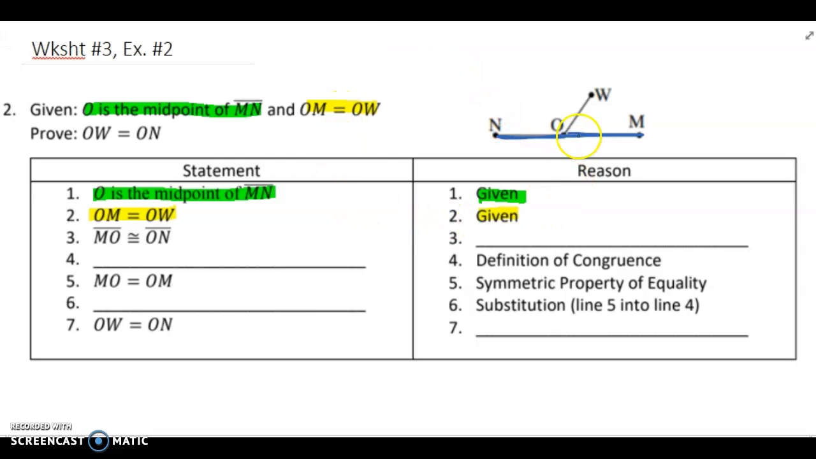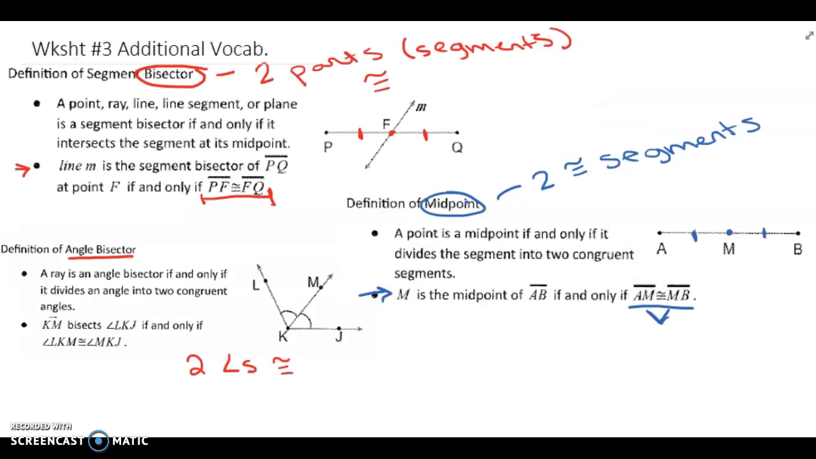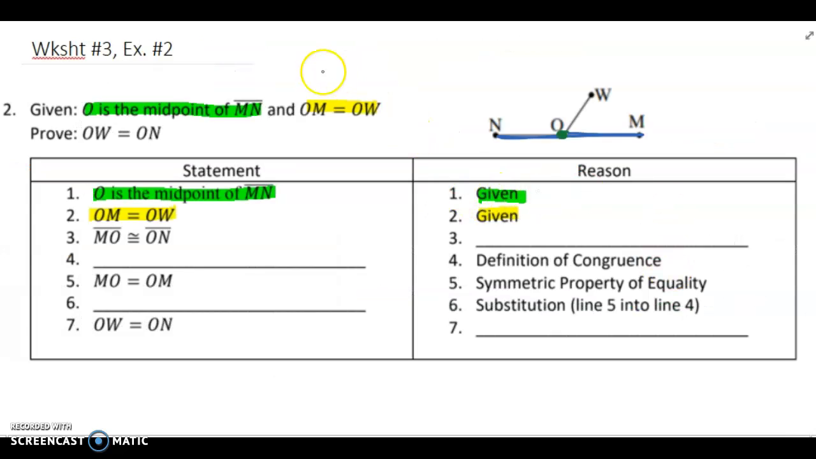Well, guys, we know they're congruent because O is the midpoint. Okay, so just like we did back here, if it's the midpoint, then the 2 segments are congruent, right? That's exactly what we did right here. O is the midpoint, so the 2 segments are congruent. So this would be definition of midpoint. I'm going to abbreviate that.